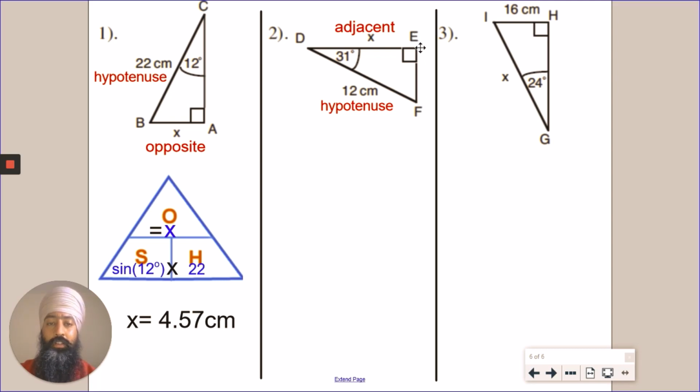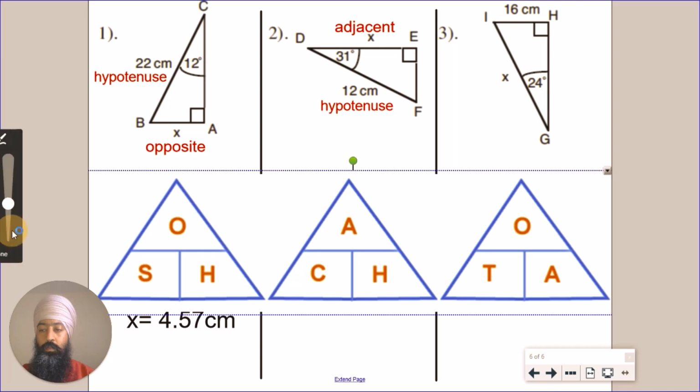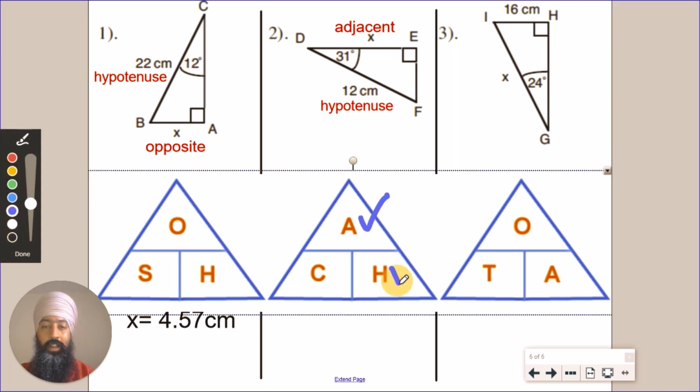The opposite, there's nothing there. It's not an X. It's not a letter. That's something that we need to work out, or it's not a measure that's given to us. So therefore, I don't need to label that. So I need to look for a triangle, the second step, with an A and an H in it. Okay, so the triangle which has an adjacent and a hypotenuse in it is CAH. So that's the triangle I will be using to work out the missing length X.